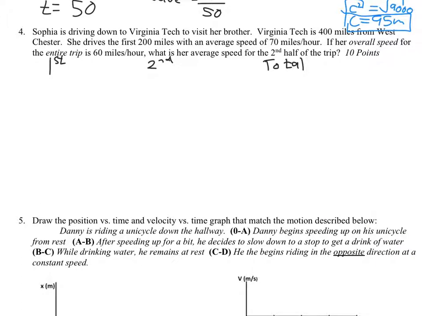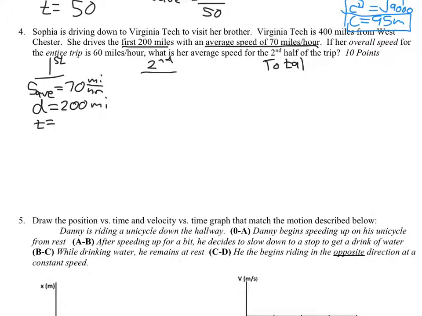All right, for this next one, we have one of those problems where there's multiple parts. In this case, we have Sophia driving 400 miles from Westchester down to Virginia Tech, and we know for the first 200 miles, she has an average speed of 70 miles an hour. So I'm going to go ahead and set up that first part, traveling at 70 miles per hour for a distance of 200 miles. Don't know the time, but we can find that.